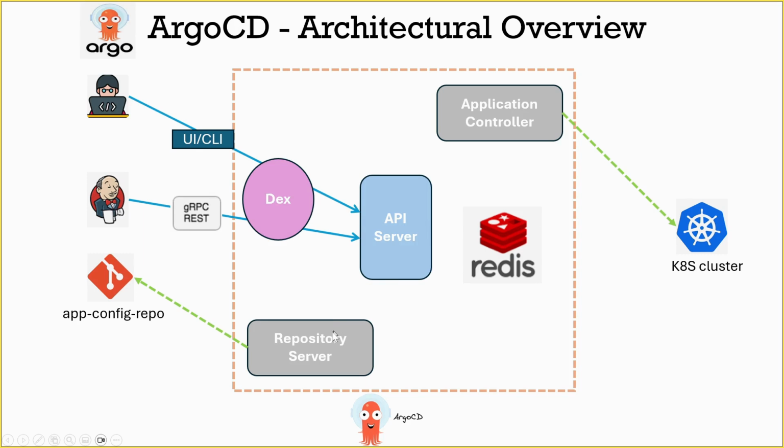To summarize, we have the repository server which communicates with Git. We have the application controller which communicates with the Kubernetes cluster. These two components retrieve information from Git and Kubernetes and compare their states. We have the API server which provides the entry point for the web UI, CLI and external tools. Dex adds single sign-on capabilities, SSO, and Redis provides caching to improve performance.